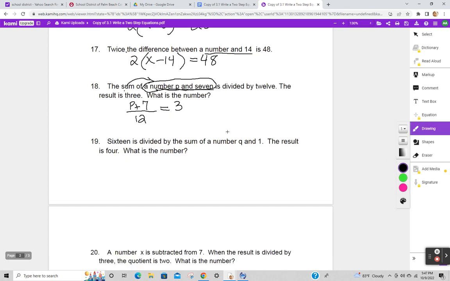All right, number 19. 16 is divided by the sum of a number q and 1. So we're going to start with 16, and we're going to divide that by this sum right here, the number q and 1. It's a sum, so we have to use an addition sign here. So that's what that says. The result, that means it's equal to, the result is 4. And we're going to skip this part for this lesson, just writing the equation.